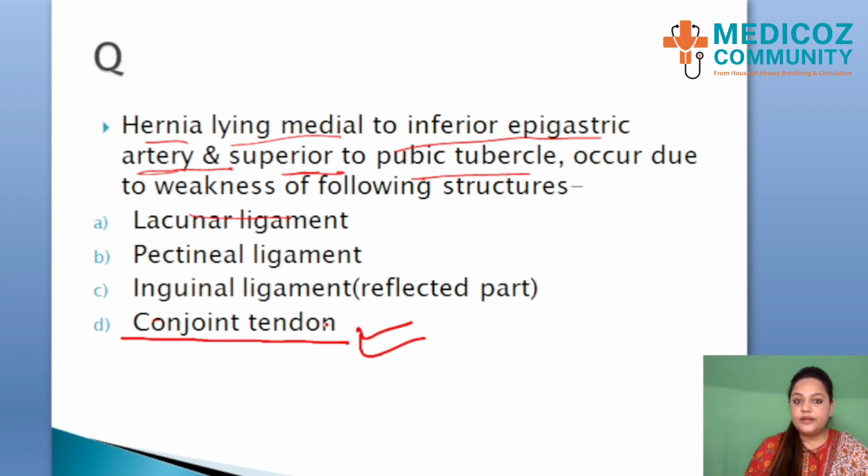Weakness of the conjoint tendon will lead to the hernia which is lying medial to the inferior epigastric artery and superior to the pubic tubercle. Now we have other options like lacunar ligament, pectineal ligament, and reflected part of inguinal ligament. The lacunar ligament and the pectineal ligament are basically modifications of the inguinal ligament. They are towards the floor, and the reflected part of the inguinal ligament is towards the posterior wall, but it is more towards the midline, so it cannot be the answer here. So the answer is the conjoint tendon.